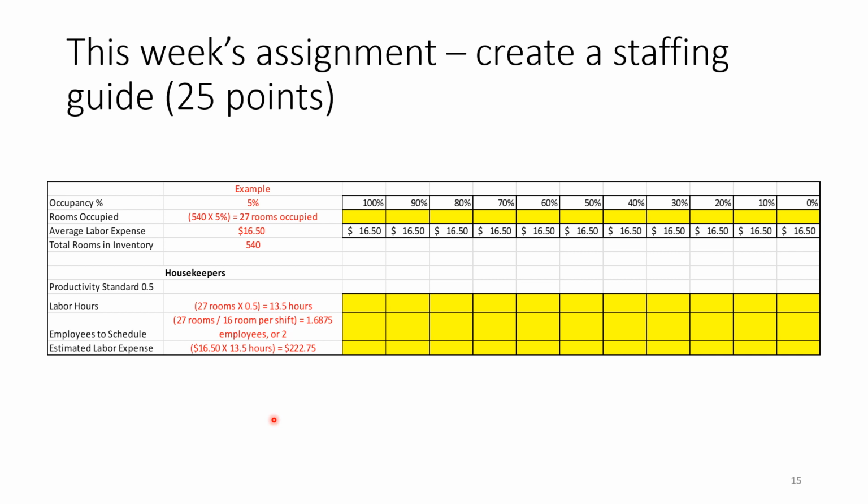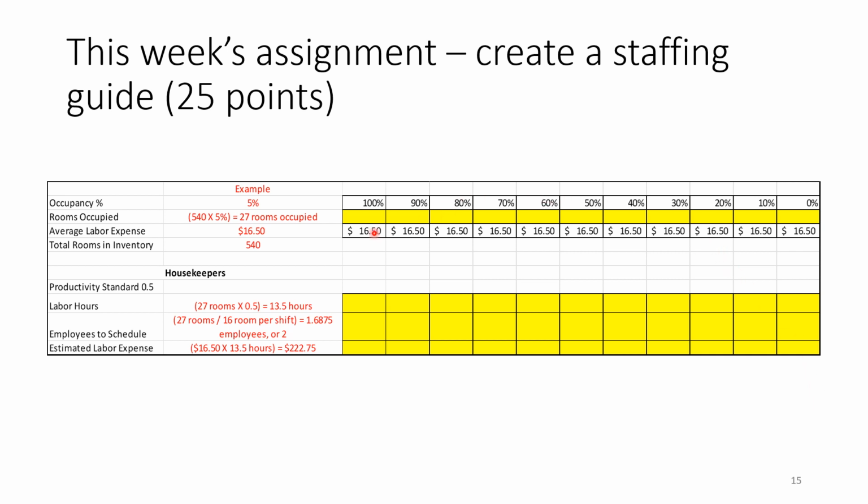You are going to calculate the number of rooms occupied based on the occupancy percentage, the number of labor hours needed at the occupancy percentage, the number of employees to schedule, and the estimated labor expense. As you can see right here in red, I've done an example for you. I did 5% occupancy. You can see that I've given you all of the occupancies here. 0 should be super easy to do, so no one should get that wrong.